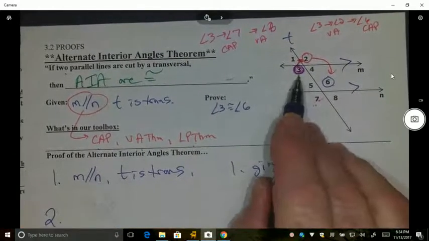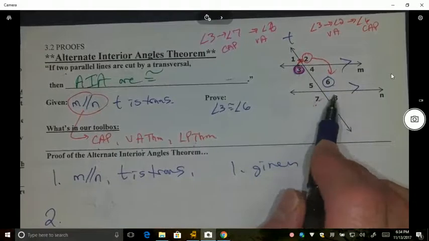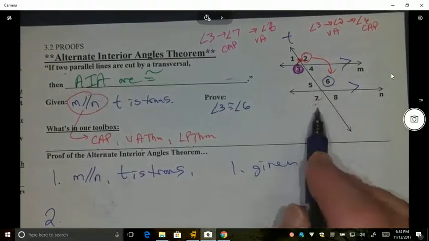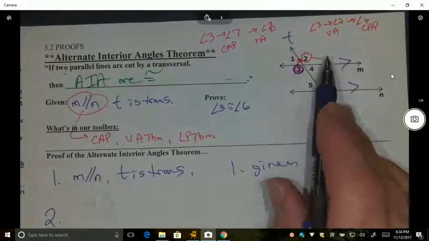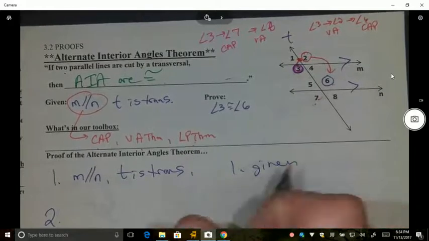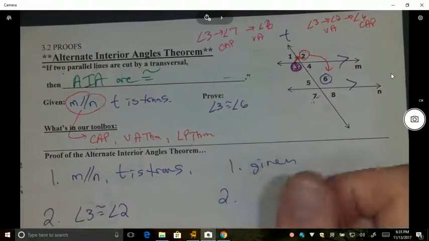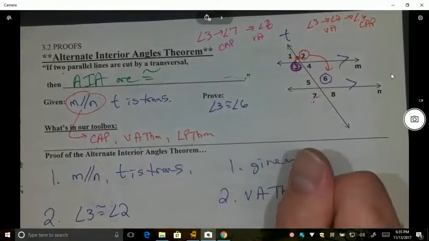Next, because I'm going to start at 3 and end at 6, that's what I chose to do. You could have started at 6 and made your way to 3, gone 6 to 7 and 7 to 3 if you wanted, or 6 to 2 and 2 to 3, but I'm starting at 3. So I'm going to say angle 3 is congruent to angle 2 using the vertical angle theorem.